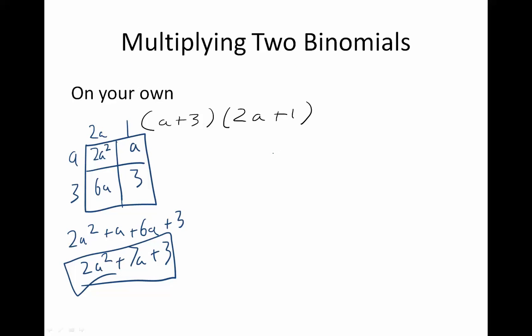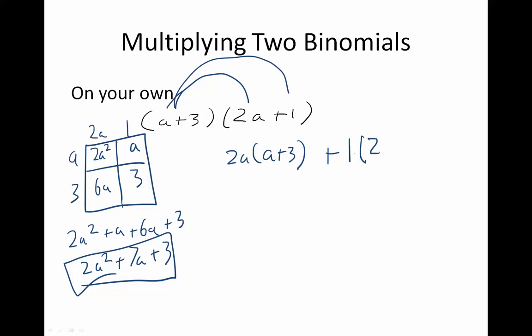Let's do the same thing, but let's do it with distribution. I'm going to take the a plus 3 and distribute it to the 2a. 2a times a plus 3. I'm going to take the a plus 3 and I'm going to distribute it to the 1. 1 times 2a plus 3. Excuse me, not 2a plus 3. That's a plus 3. Whoops. Hooray for catching my mistake for once.